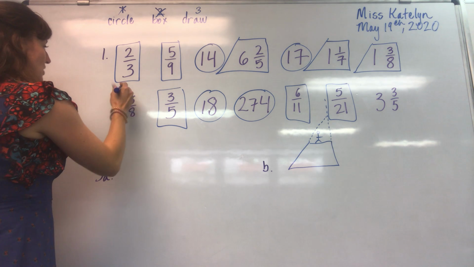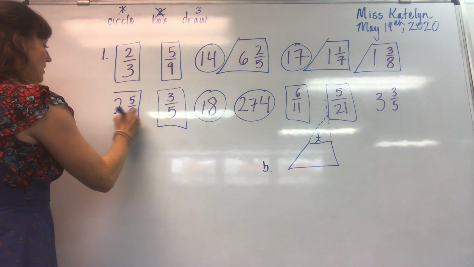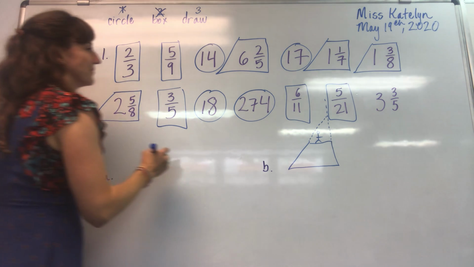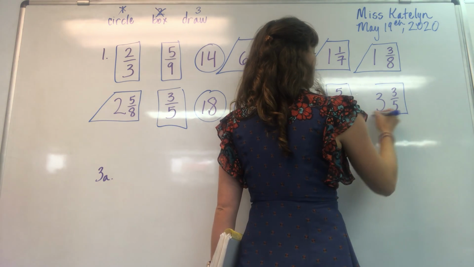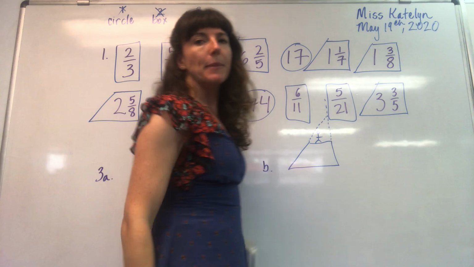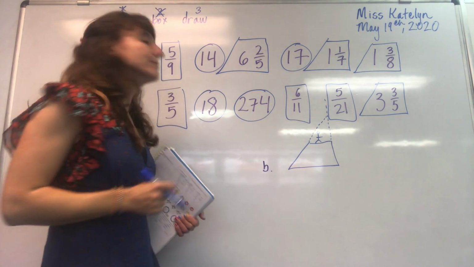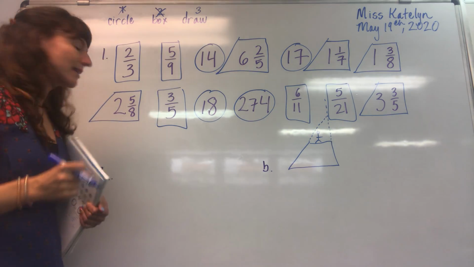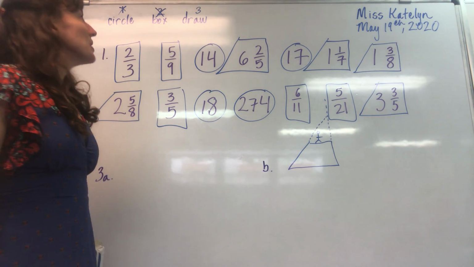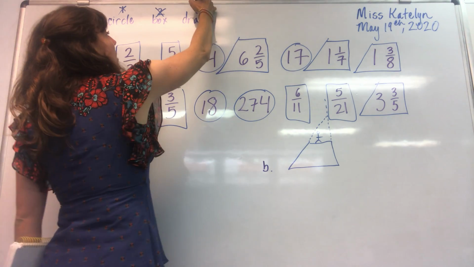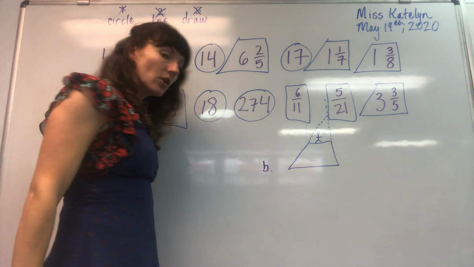Combination, whole number fraction, that's a mixed number. Short top, long bottom, bring it back. Combination, short top, long bottom, bring it back. Boom, boom, boom, bring it back. Okay, that's how you do number one. You have now drawn a trapezoid over everything.